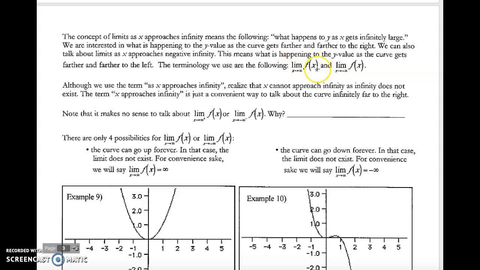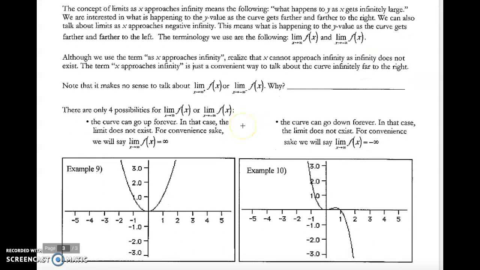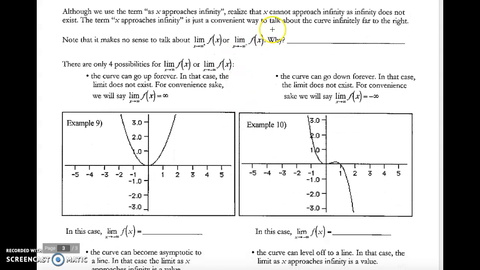So the limit of f of x as x approaches infinity, or the limit of f of x as x approaches negative infinity. Although we use this term, we realize that we can't actually approach infinity, because infinity is not a number. It does not exist. Therefore, it's just a way of saying that we're talking about the curve as it gets infinitely far to the right or infinitely far to the left.